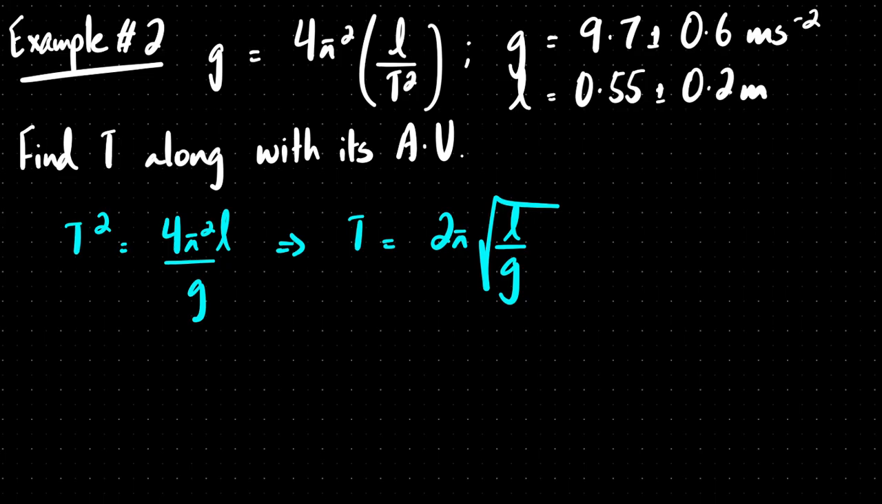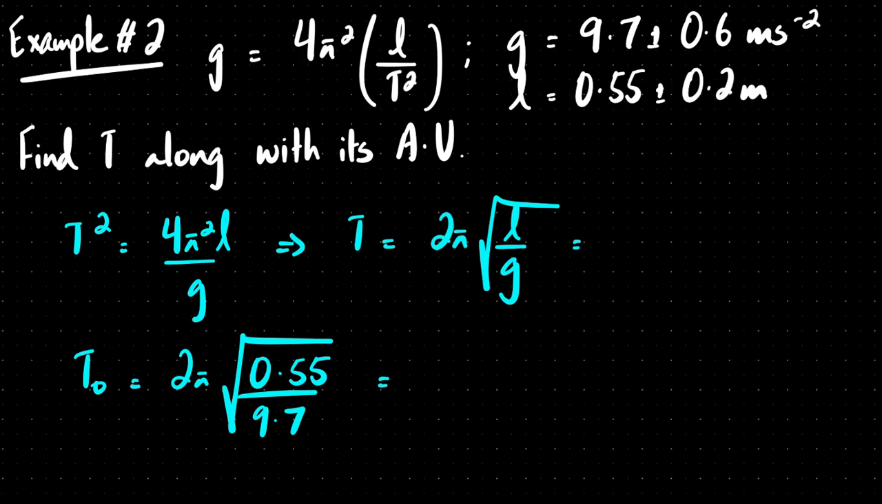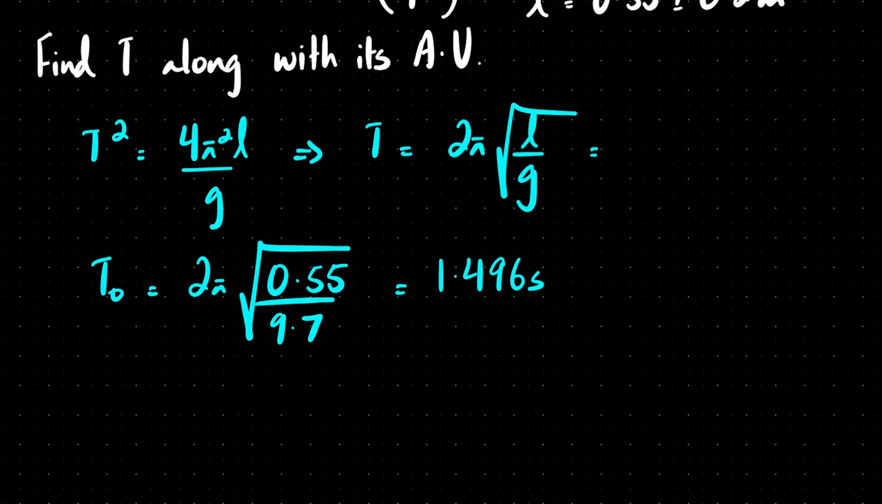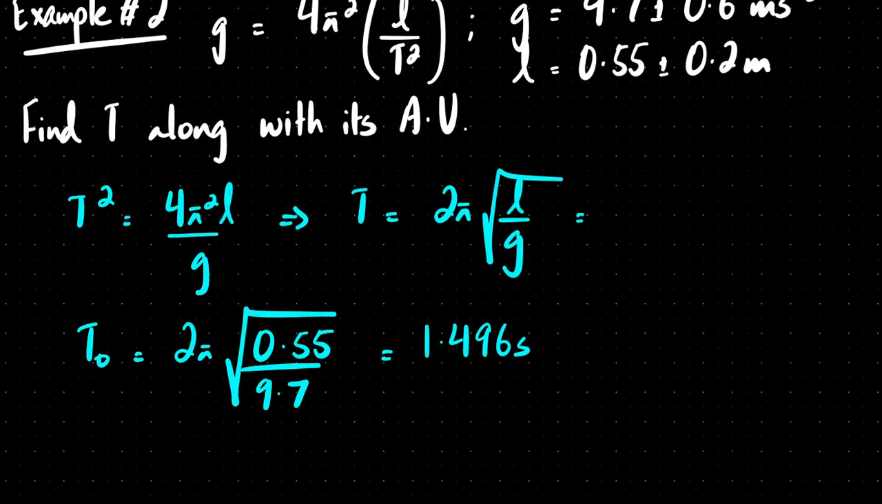Now again, as we did previously, let's first find the actual principal value. For T naught, I would just substitute my values, 2 pi root of 0.55 over 9.7, and this would give you the actual value of the time period, which turns out to be 1.496. Again, I'm keeping this to a greater accuracy, since I don't know what my uncertainty is going to be like. Then I see that the time period is 2 pi, and these are the two variables being multiplied or divided, and there's a square root on top. The square root can basically be treated as a power of half. We've talked about this before as well.